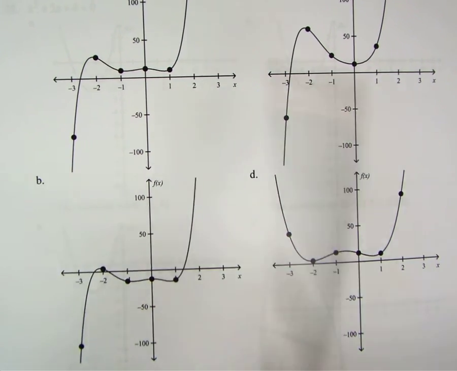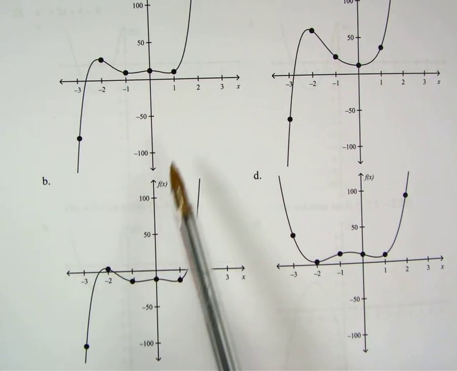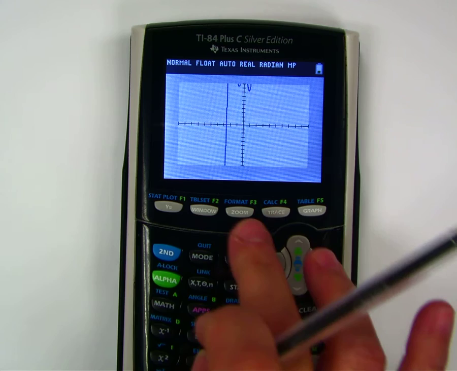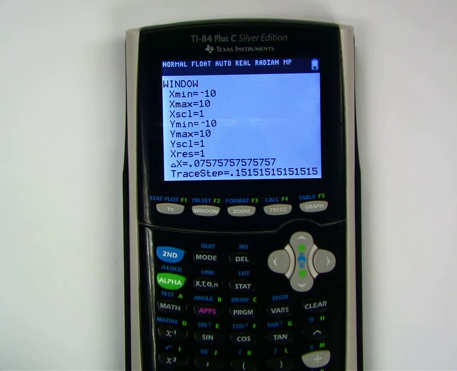Your picture to look like their picture, you've got to use the same scale. So let's go to window. Now, the smallest x is -3. If you'll look on your paper there, the smallest x is -3. Then it goes a little beyond -3, so I'm going to say it's -4. The largest x is +3, but again, it goes a little beyond that, so I'm going to go with +4.